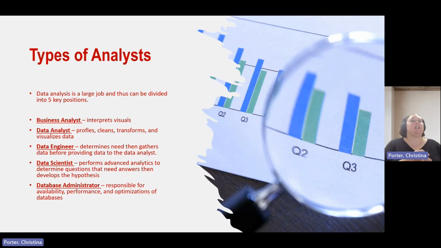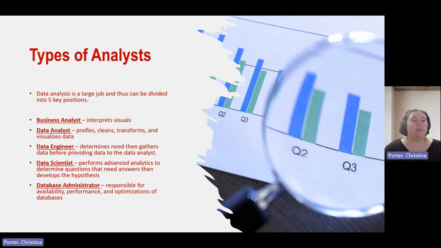So data analysis is a really huge job, and we can divide this into 5 key positions. So first, we have business analyst. So the business analyst takes the resulting images and interprets what they mean. A data analyst is going to profile, clean, transform, and visualize the data. The data engineer is going to determine the needs of the analyst in the company and then gathers data before providing the data to the data analyst. We also call this data wrangling.